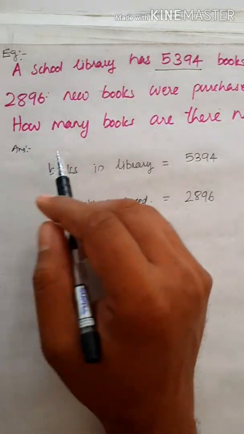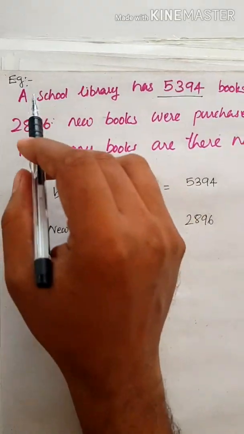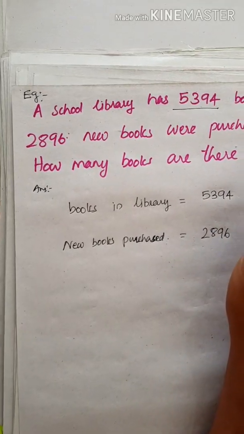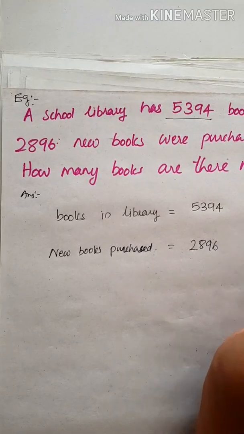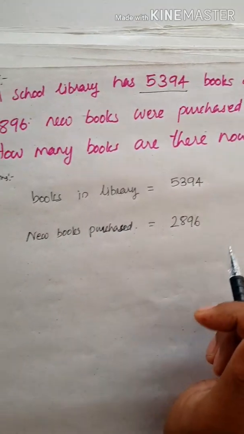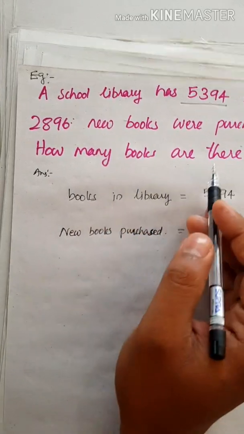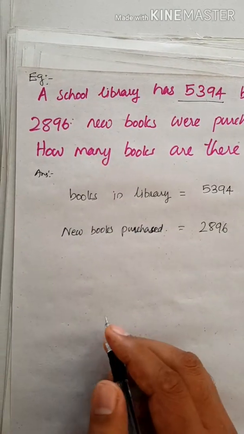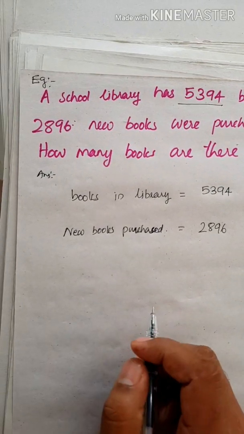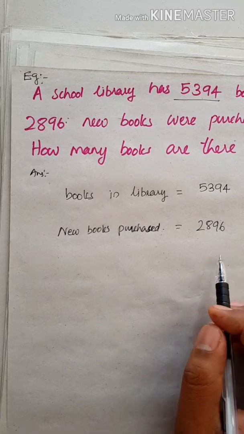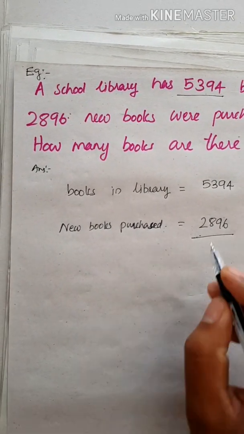Okay students, again back to the question. What is the question? A school library has 5,394 books and 2,896 new books were purchased. How many books are there now? So the total number of books in the library, we will add all the books. Means, we will add these two numbers. Understood?